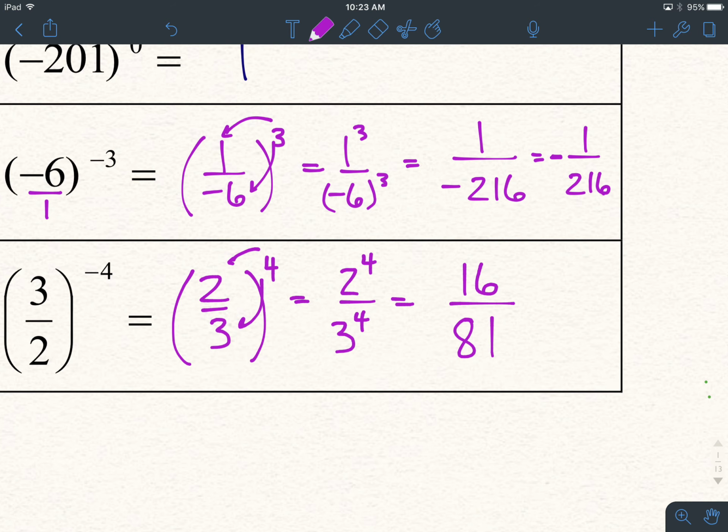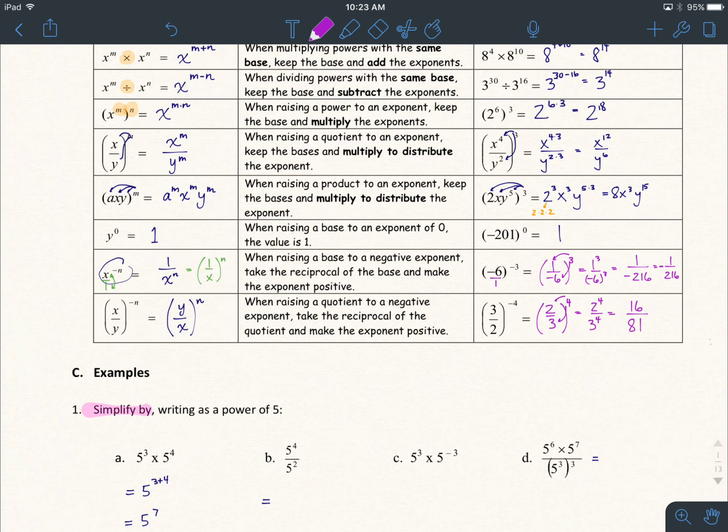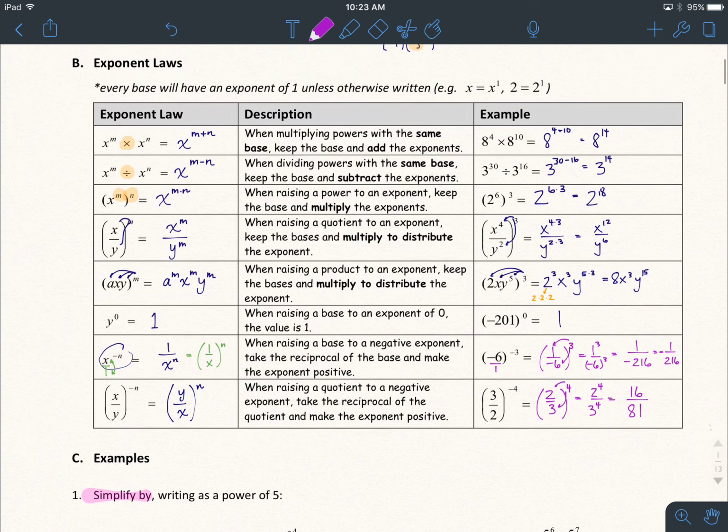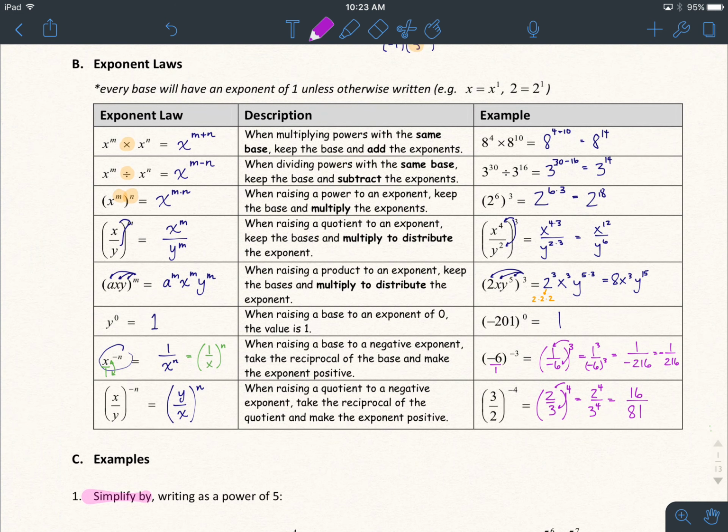And that is our introduction. After this, we're going to move through some examples where we're going to be applying these exponent laws that we've looked at, and we're going to make that the second part of this video. So come on back for part 2, and we'll go through some of these examples.